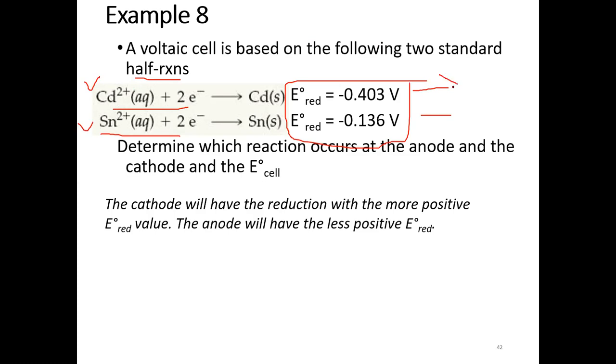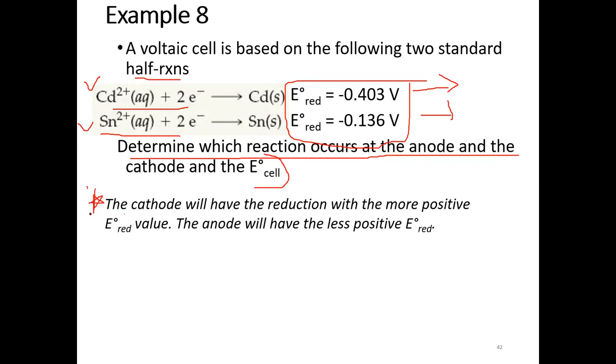So we pick that up from the table and we're going to go and see what the criteria is. It's asking us to determine which reaction occurs at the anode and the cathode, and the E cell, right? So if we talk about that, we first need to decide which one is going to be the cathode, because to calculate E cell, we first have to define that. So it's the statement which is the key here.